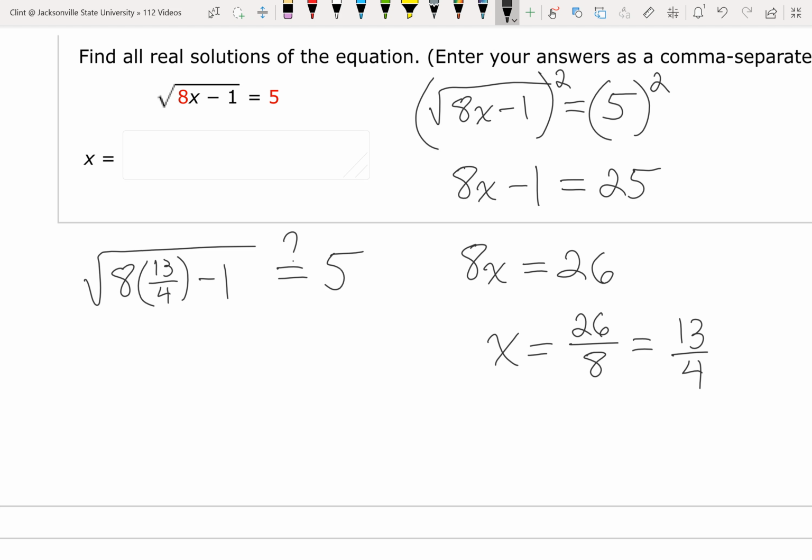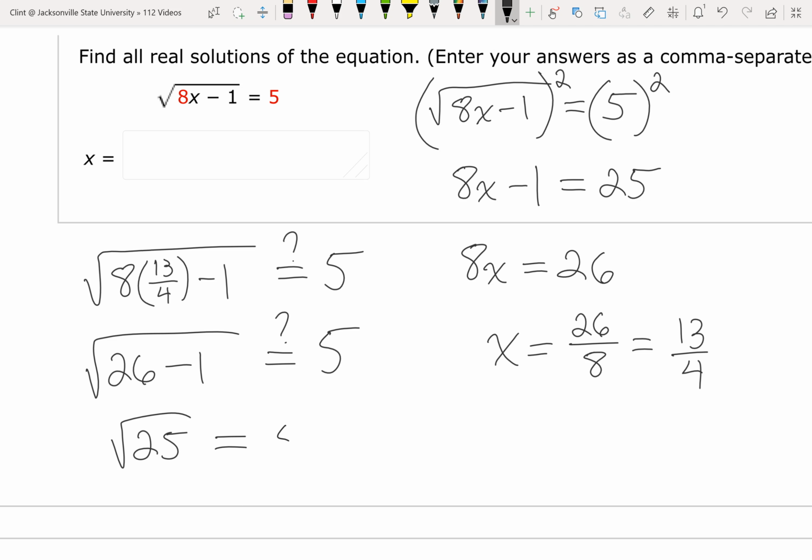Okay, so if we do 8 times 13, we'll get 104. Divided by 4, we'll get 26. So this says the square root of 26 minus 1 equals 5. Is that true? Well, this is the square root of 25. Does that equal 5? Yes, it does. So 13 over 4 is a solution. We checked it. Make sure you check, because you could plug it in and it doesn't work, so make sure you check.